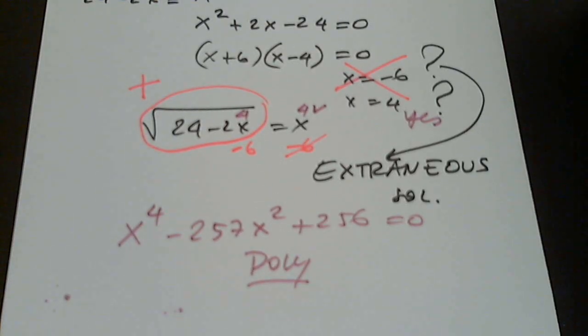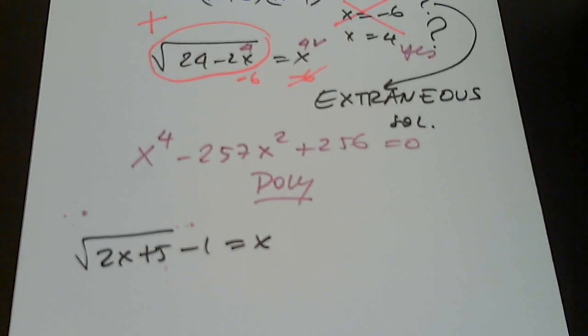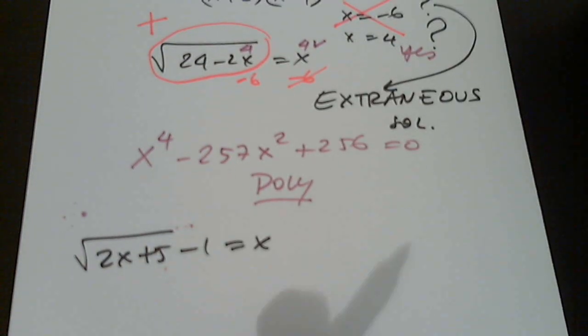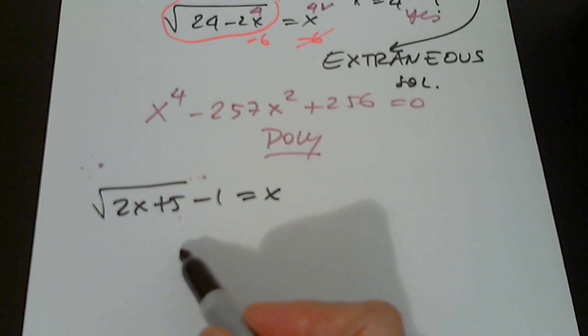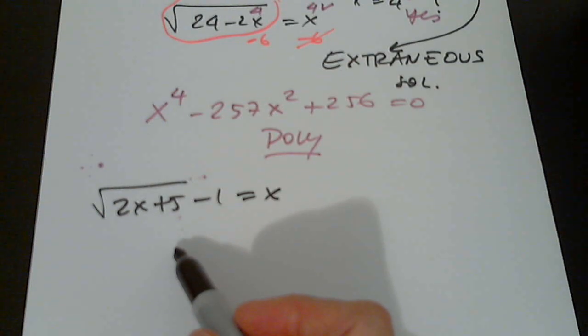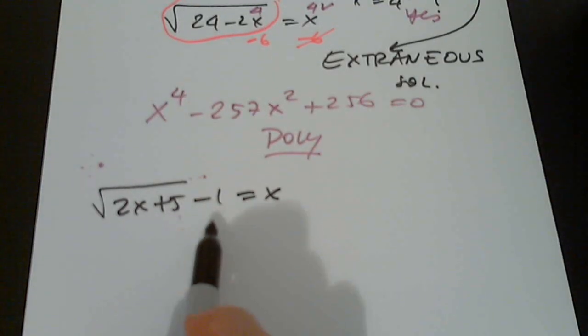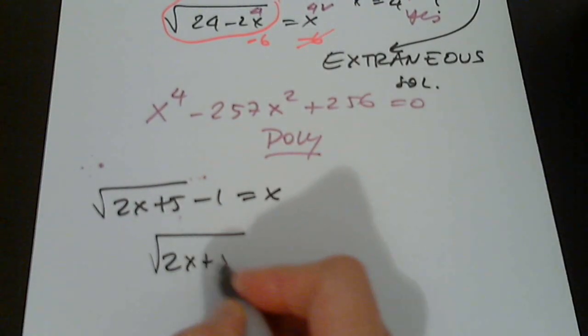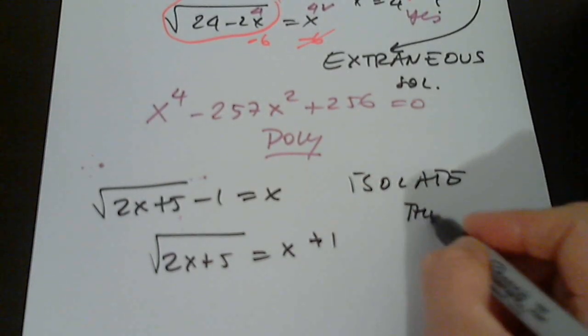Okay, perfect. So we want to look at this. This is the square root of 2x plus 5 minus 1 equals x. Perfect. Remember to clean it up. The radical has to be by itself on one side. By itself. So what should I do to both sides to clean it up, as I like to say? Square them both. Not yet. Add 1 to both sides. Yes, I have to do that first. You have to isolate the radical first. Isolate the radical.